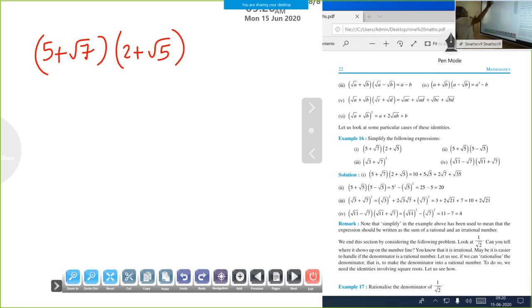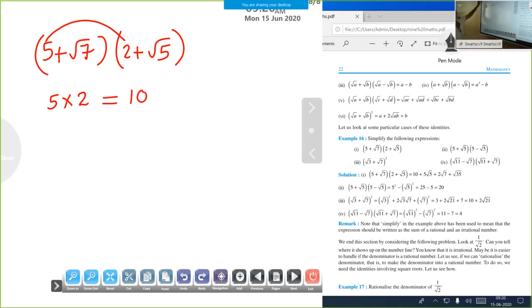Here all the terms are different. 2 brackets there. How to open the bracket? One number is 5 plus root 7 and the second number is 2 plus root 5. We need to simplify it. Simplification means open the bracket. How to open the bracket? First you multiply 5 into 2. Our first step is 5 into 2. What is 5 into 2? You know that 5 into 2 equal to 10.